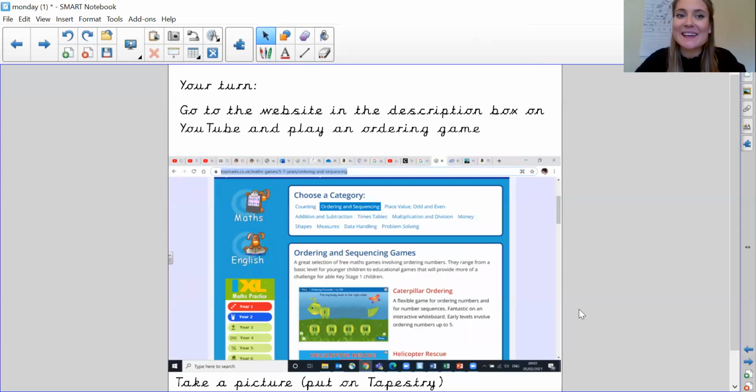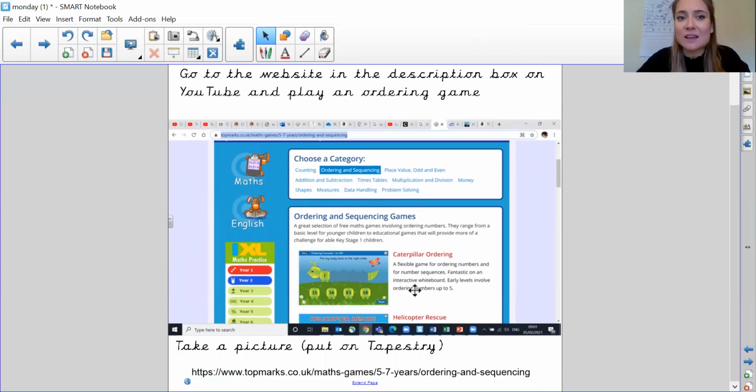Next slide. So your turn now, and mums and dads, this website will be in the description at the bottom, so you just need to click on it. So if you go to the website, Top Marks, I want you to choose ordering and sequencing and have a go at ordering and sequencing these things. So here it's got some 2-digit numbers on the caterpillar. And you can choose a game and think about all of those things that we've been doing and see if you can order the numbers, which one's the smallest, which one's greatest, okay? And take a picture and put it on tapestry.